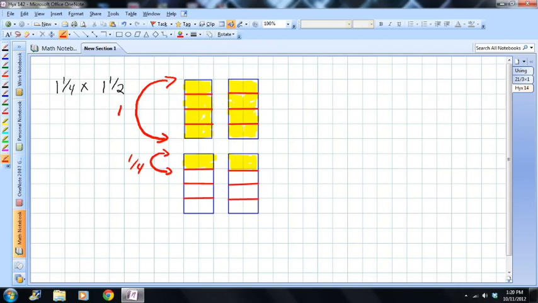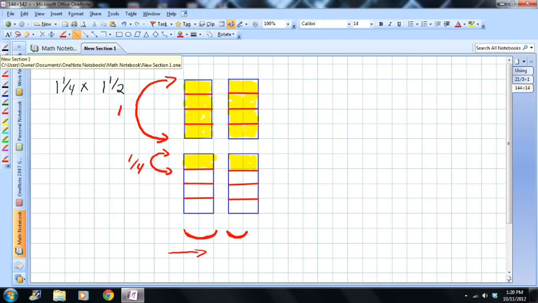Now let's take a look at the 1 1/2. So what I'm going to have to do going across is shade 1 complete column, and shade 1/2 of the other column. But let me separate it first, because this denominator is a 2, so that means each one of these rectangles needs to be split up into 2 equal pieces going down.